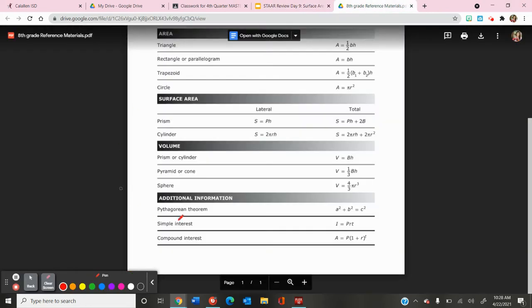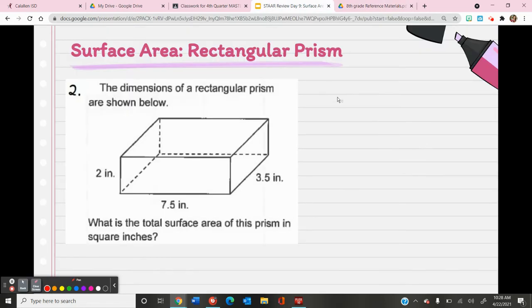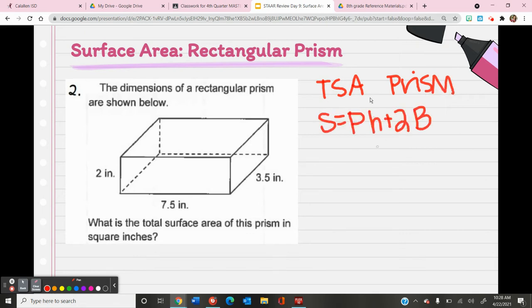So going to our formula chart, the formula for total surface area of a prism is S equals PH plus 2B. So total surface area of a prism is S equals PH plus 2B. Now again, the P stands for the perimeter of your base, and again on a rectangular prism, the base is always the bottom. Then we have the height of your prism plus 2 times the area of your base. Now on a rectangular prism, your base is going to be a rectangle.